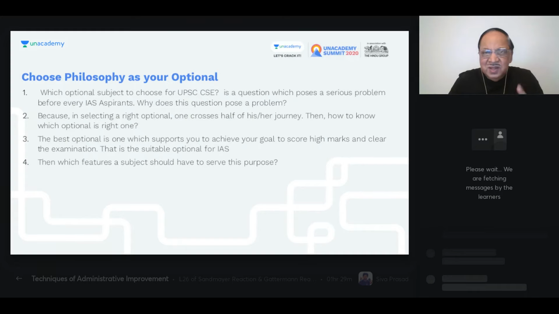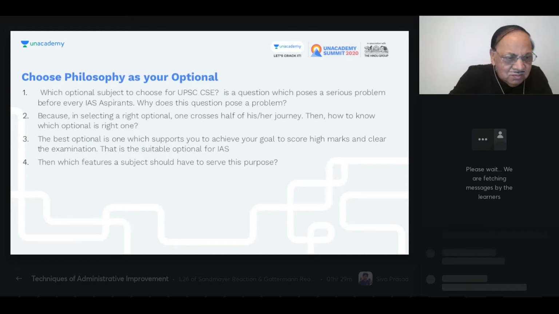The reasons are two. Number one, every one of you has come to know by now that this optional subject decides how you will clear the examination. This is the decisive subject for you. And second, when you choose the right option, in a way you are going to cross half of the journey, because of the strategy which you will be preparing and completing for the optional subject.